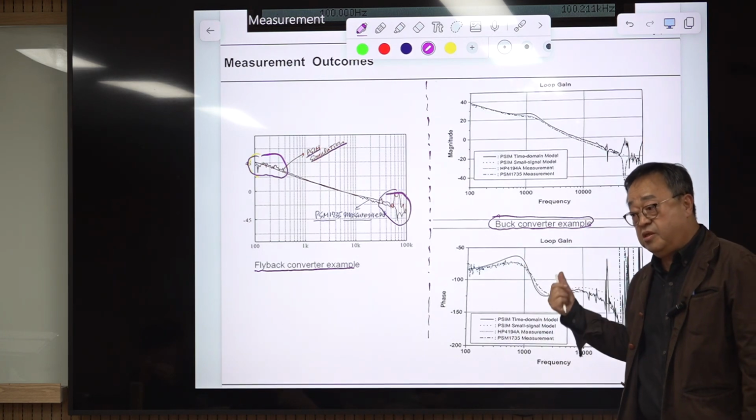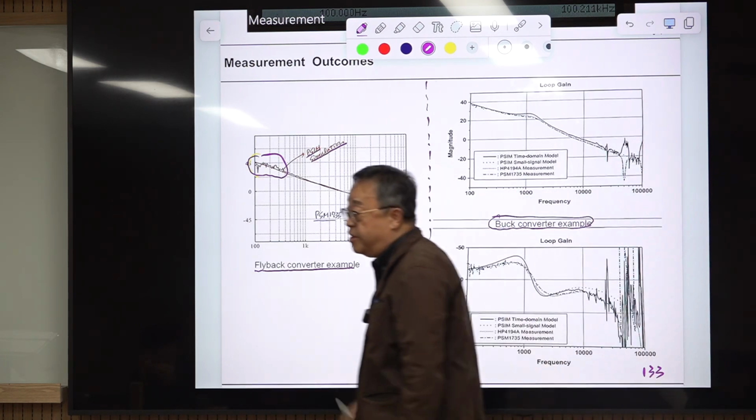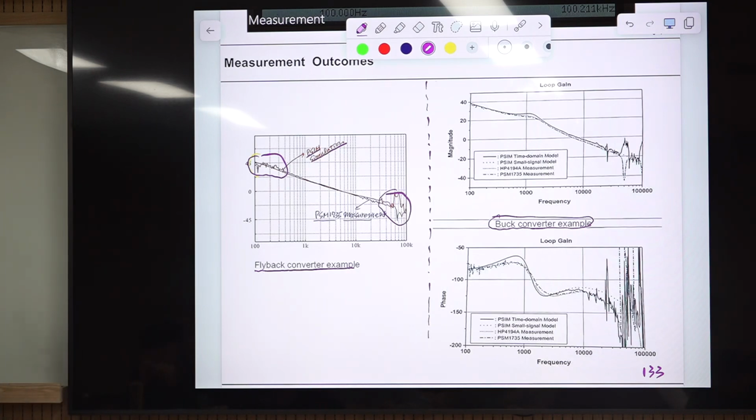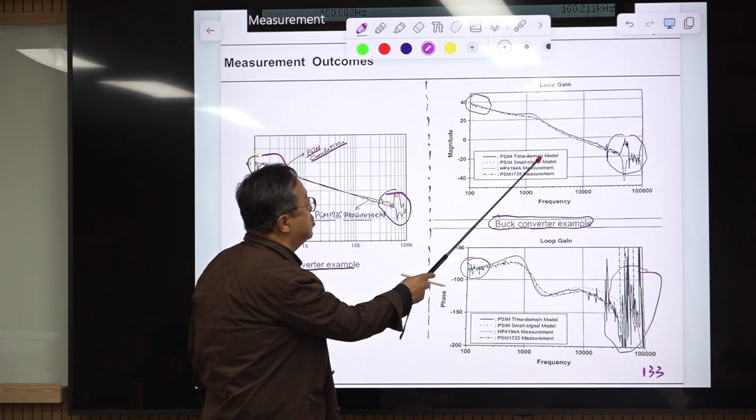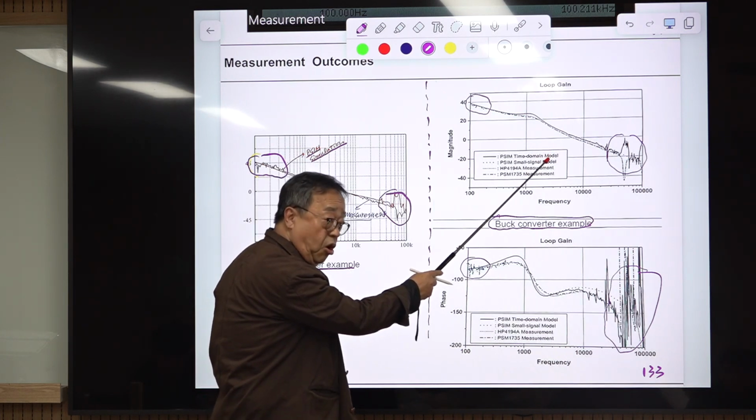This machine is kind of old. Okay, it's not a good one. Still okay. So there are differences. And the first one is there's a noise at low frequencies and this crazy noise at high frequencies, and noise is present not only in this measurement but also in the time domain model computational method.